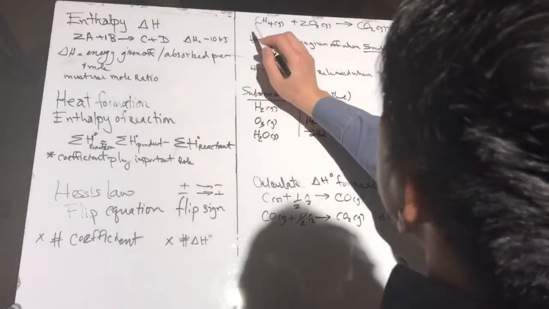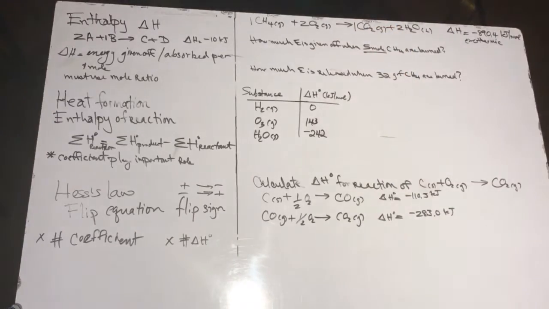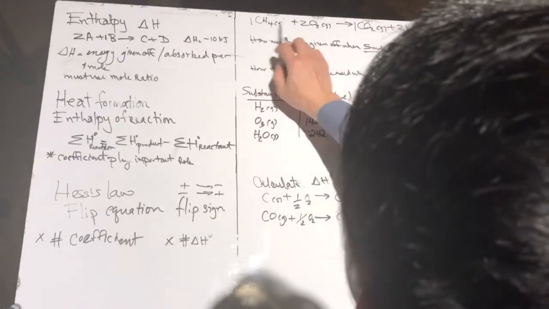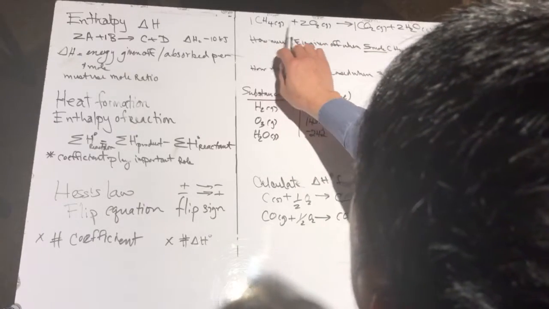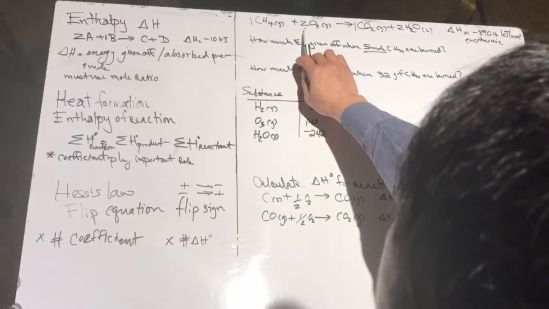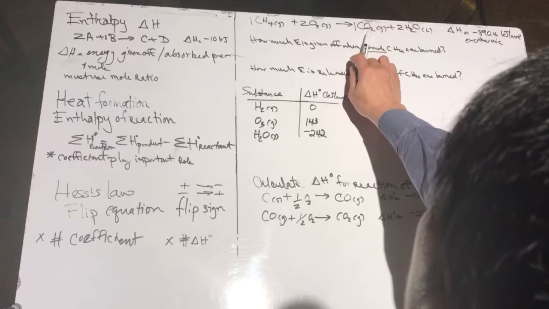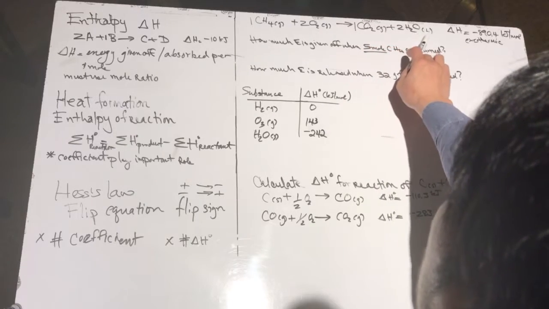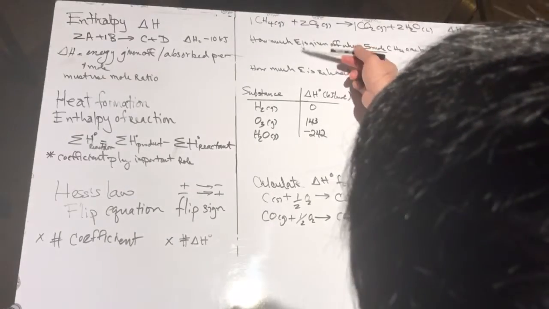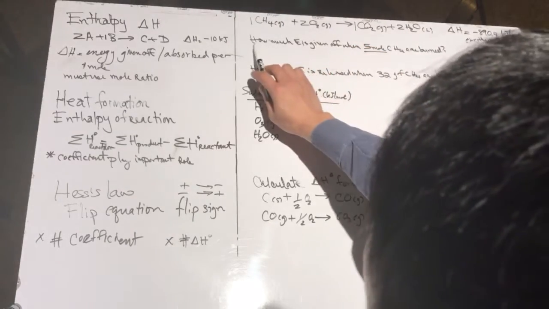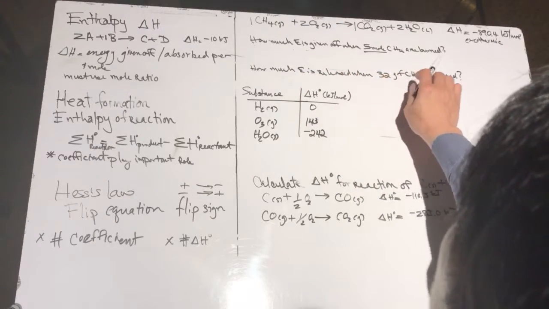Now, since we are dealing with the mole ratio, we're going to have to interpret how many moles of methane are reacting with the oxygen gas. So 1 mole of methane reacts with 2 moles of oxygen gas to produce 1 mole of carbon dioxide gas plus 2 moles of water in the liquid form. There are 2 different ways that the question can be asked. First, how much energy is given up when 5 moles of methane are burned?